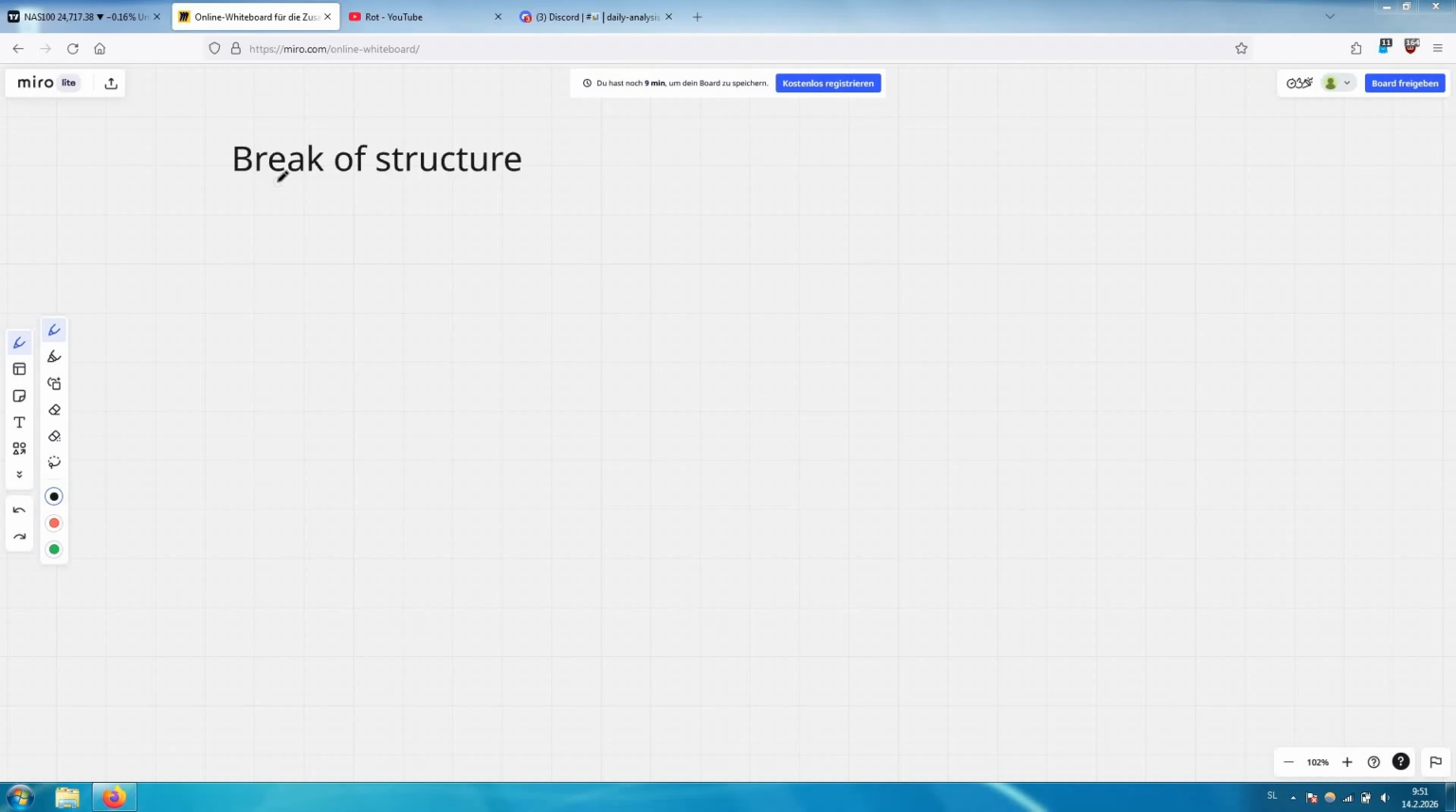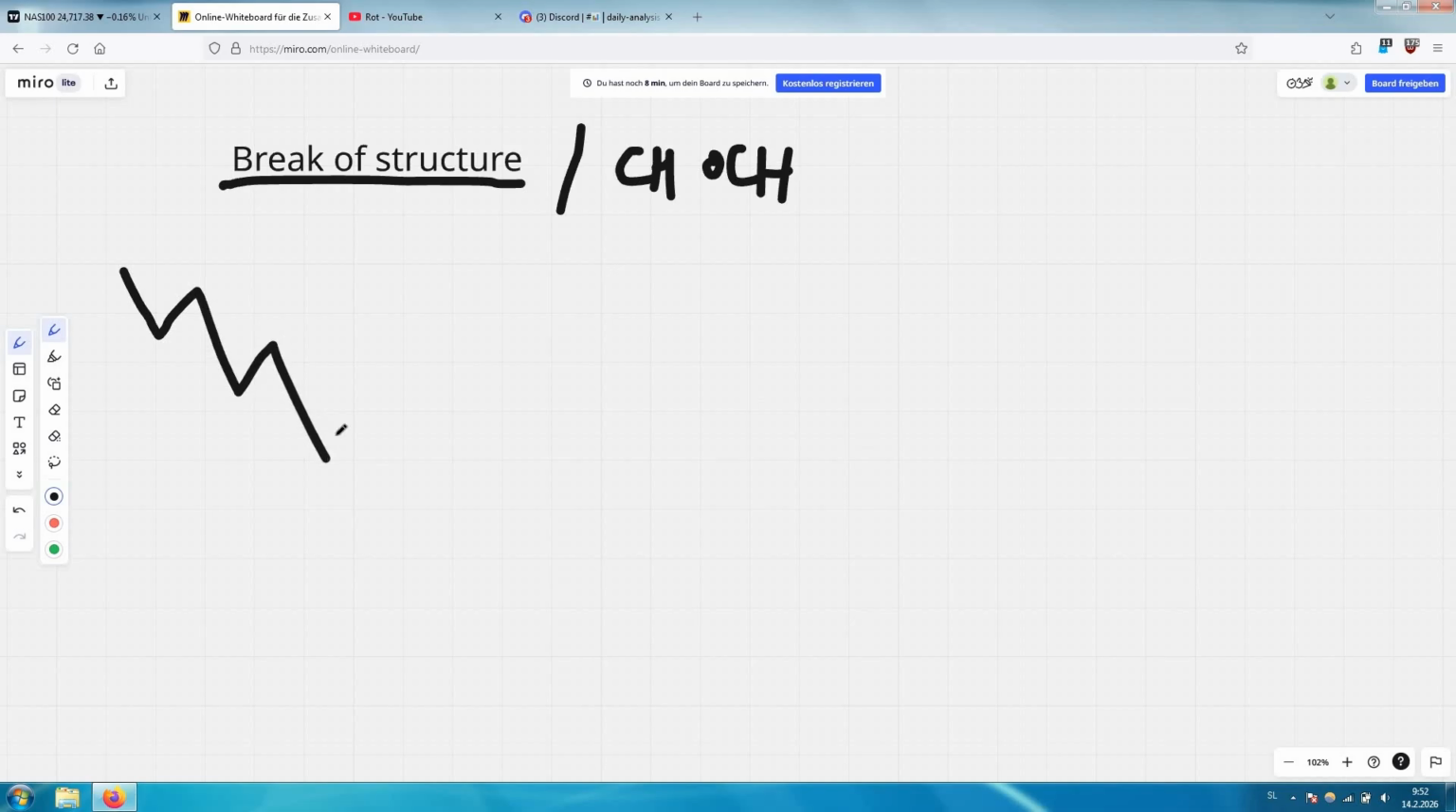Okay, welcome back. So today we are going to talk about what is a break of structure. It's also known as change of character. You can use either term, it's the same thing. So as you know, for example, price moves in trends. So right now here we have a little bearish trend. So what is a break of structure?